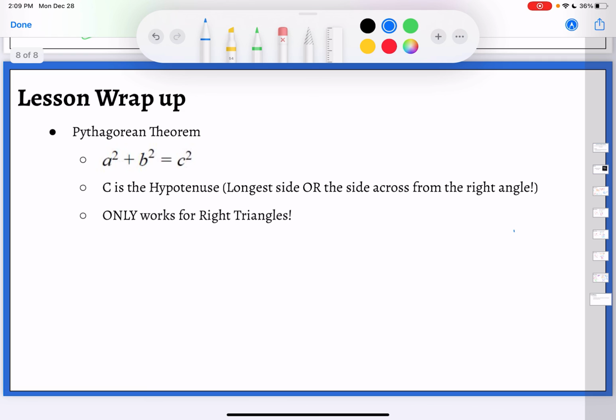So that's how we can use the Pythagorean theorem in a different way. So just to wrap it up, big deal here. Pythagorean theorem, a squared plus b squared equals c squared. C is the hypotenuse, or the longest side, or the side across from the right angle, and it only works for right triangles. So if you have a right triangle, you can always use this to find a missing side. If you have all three sides and you don't know if it's a right triangle, see if it works. If it works, then it's got to be a right triangle.